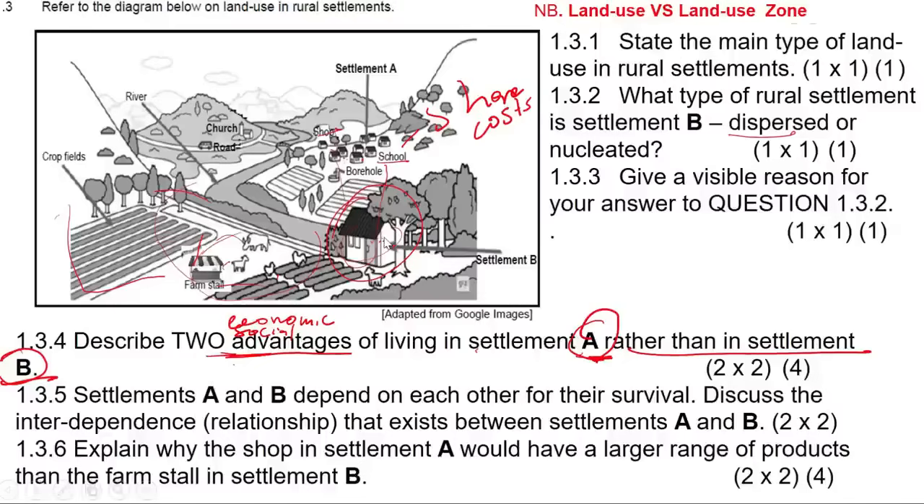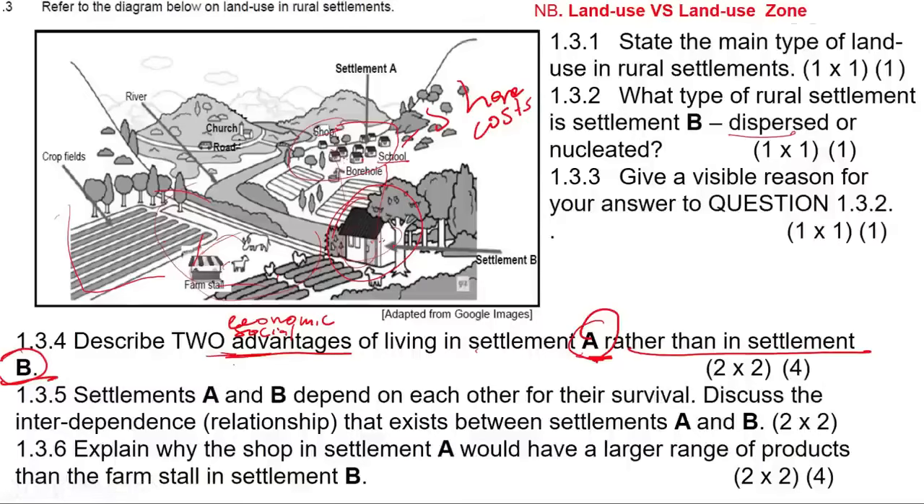They exist together. Explain why the shop in settlement A would have a larger range of products than the farm stall in settlement B. If you are looking at the hierarchy of settlements, you'll see this one is at the lowest and this one is at the highest. We said the services increase when you move up the order, or when you move up the hierarchy. The reason is that there are more people buying from there.